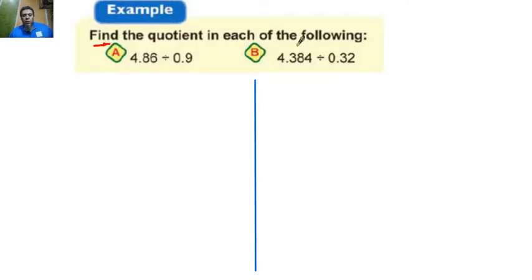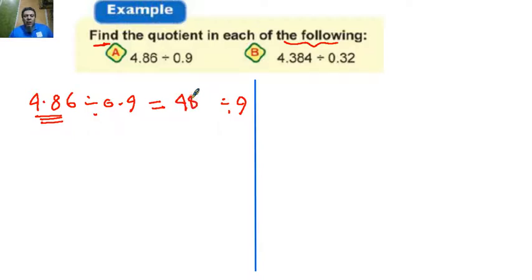Example, find the quotient of each of the following. Number A, 4.86 divided by 0.9. First, we must convert the divisor 0.9 into whole, multiply by 10 and multiply by 10, the divisor and dividend. Multiply by 10, the divisor becomes 9. Multiply by 10 for the dividend, the decimal point moves to the right 1 digit. Then the result is 48.6. That's the easy way to divide as usual.